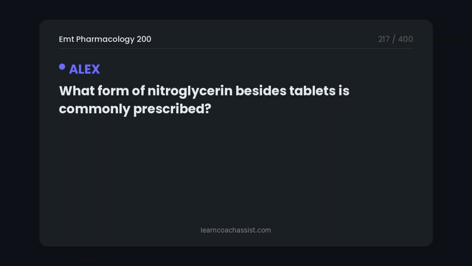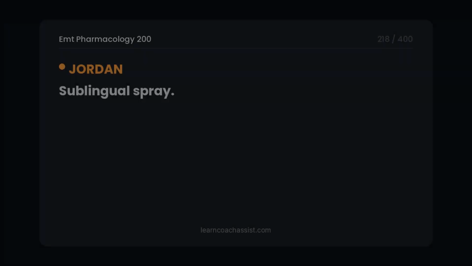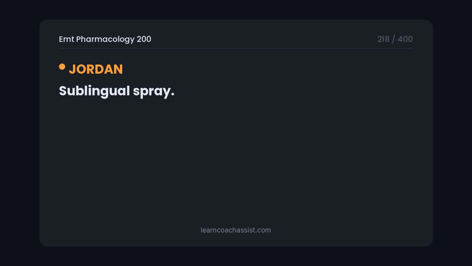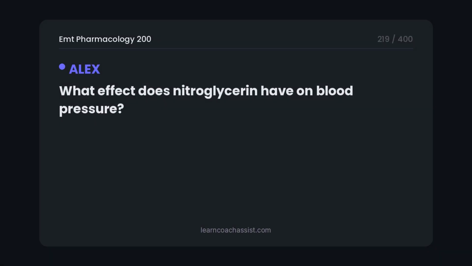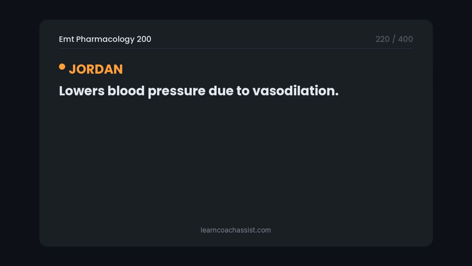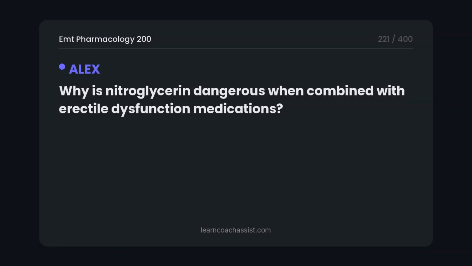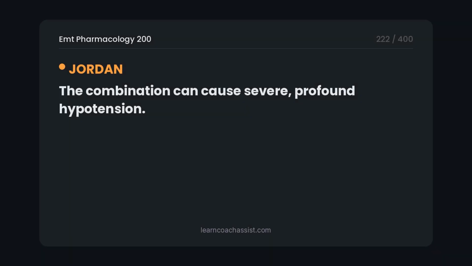What form of nitroglycerin besides tablets is commonly prescribed? Sublingual spray. What effect does nitroglycerin have on blood pressure? Lowers blood pressure due to vasodilation. Why is nitroglycerin dangerous when combined with erectile dysfunction medications? The combination can cause severe, profound hypotension.